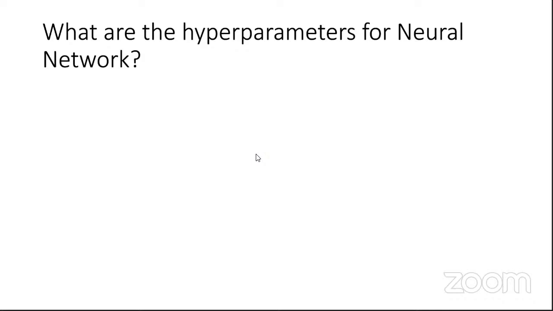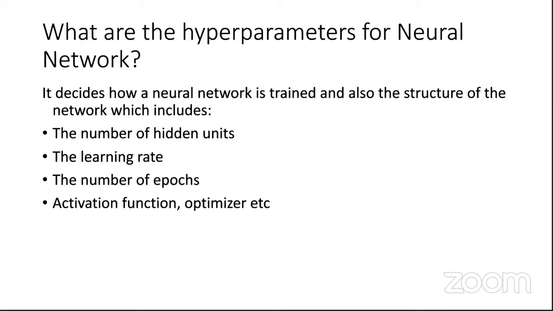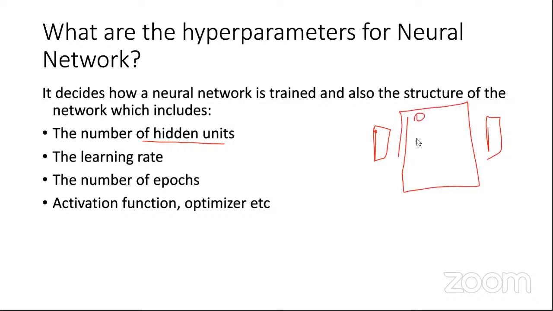Hyperparameter tuners for a neural network are the number of hidden neurons, or you can call it hidden units. We will be having input layers and output layers, and in the middle we will be having hidden layers, right? In the hidden layers, the number of hidden neurons plays an important role. This is also one of the hyperparameters.